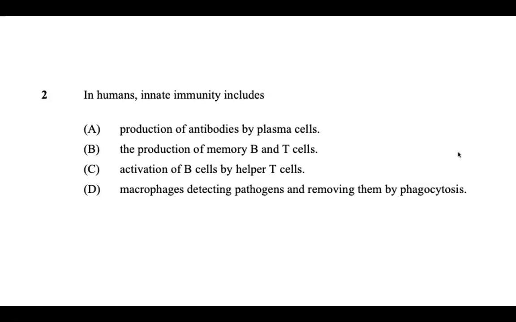So if we look at these options here, anything that has B or T cells is not going to be part of innate immunity. So we know that this production of memory B and T cells and activation of B cells by helper T cells, B and C are not going to be an option that we can choose for this one. Antibodies are the job of the memory B cells and the plasma B cells rather, and that's part of the third line or the specific immunity or the specific response.